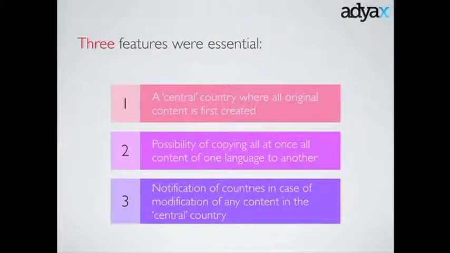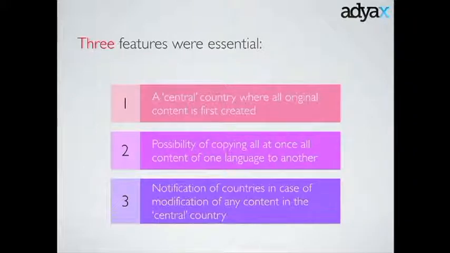So to do that, we created a central repository. We call it central country. For example, if a new product is created by Guerlain, it's created in the central repository and then copied to France and translated to French. The second feature is the possibility to copy all the content from one language to another.